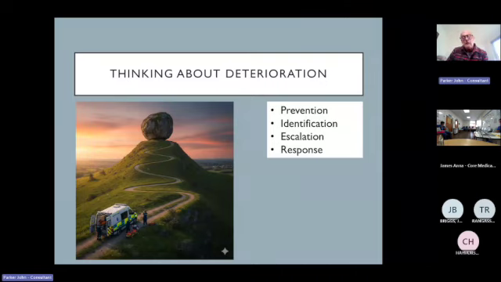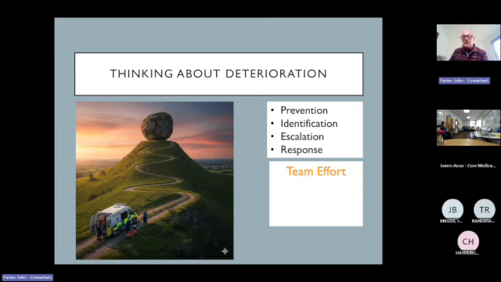The first one is preventing deterioration in the first place, so essentially stopping the boulder moving at all. But then there are situations when that isn't possible, and when it's not, we want to know as soon as possible that the boulder's starting to move, to get people mobilized to go up and stop that boulder moving as soon as possible, because the more momentum it gains, the more difficult it's going to be.